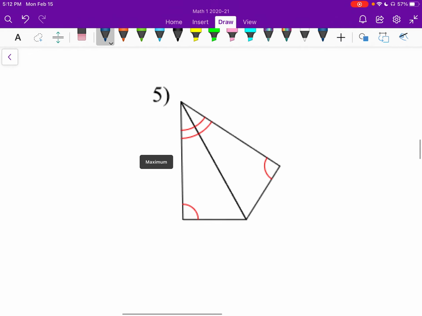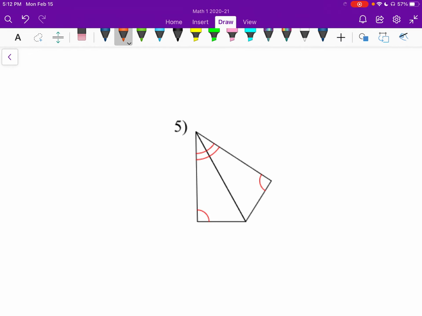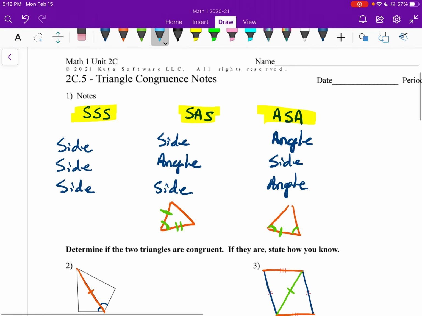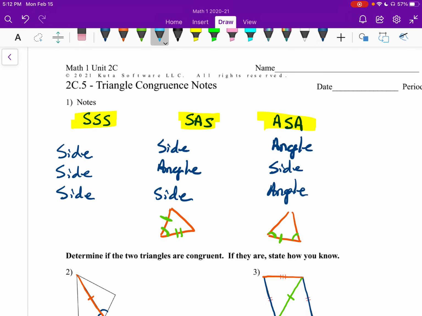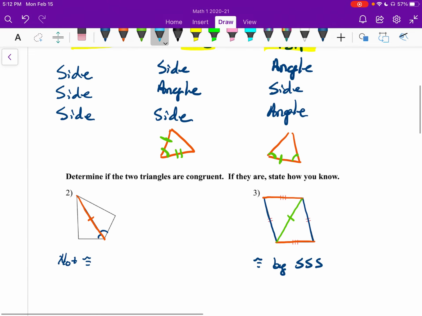Number 5. We know that the double swoop angles are congruent. We know that the single swoop angles are congruent. We know that this side in the middle is congruent to itself, right? Because they share it. So we have 2 angles and a side. Up here, what do we have? 2 angles and a side. That one might be angle, side, angle, but it needs to be the angle, the side, and then the other angle. Well, let's look down here again.